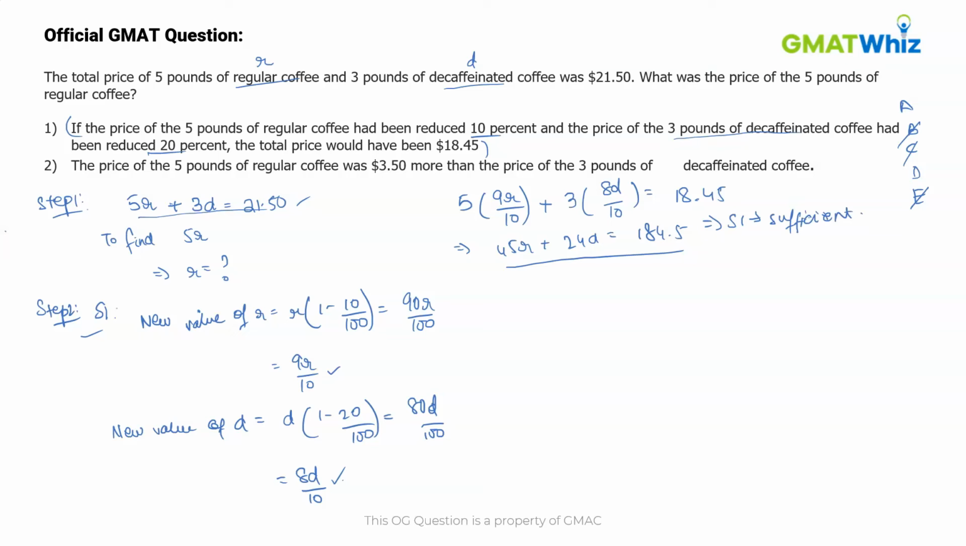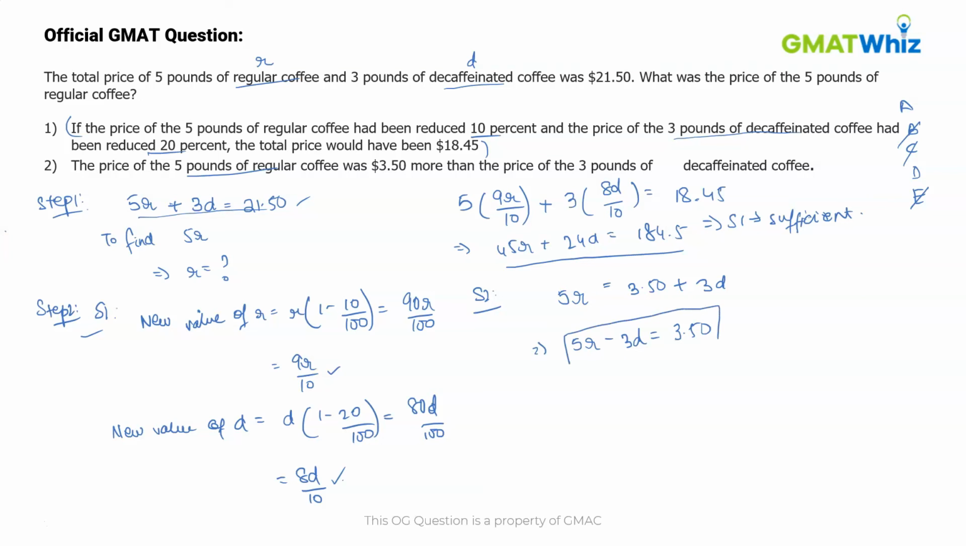We now move on to analyze the sufficiency of statement 2. Now statement 2 tells us that the price of 5 pounds of regular coffee, so 5 pounds of regular coffee costs 5R, was $3.50 more than the price of 3 pounds of decaffeinated coffee. So this will be equal to 3.50 plus 3 pounds of decaffeinated coffee. Now we can write this as 5R minus 3D is equal to 3.50.